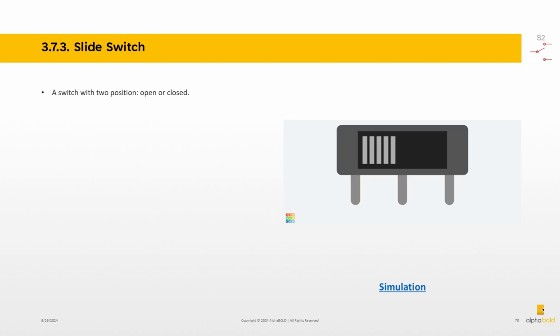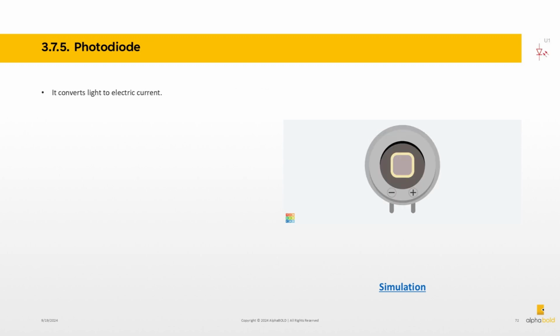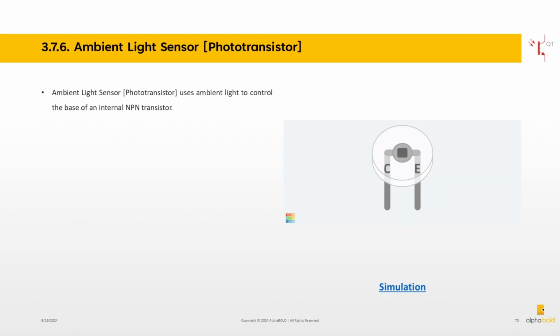Slide switch. A switch with two positions, open or closed. Photoresistor. A sensor whose resistance changes based on the amount of light it senses. Photodiode converts light to electric current. Ambient light sensor, phototransistor. Uses ambient light to control the base of an internal NPN transistor.